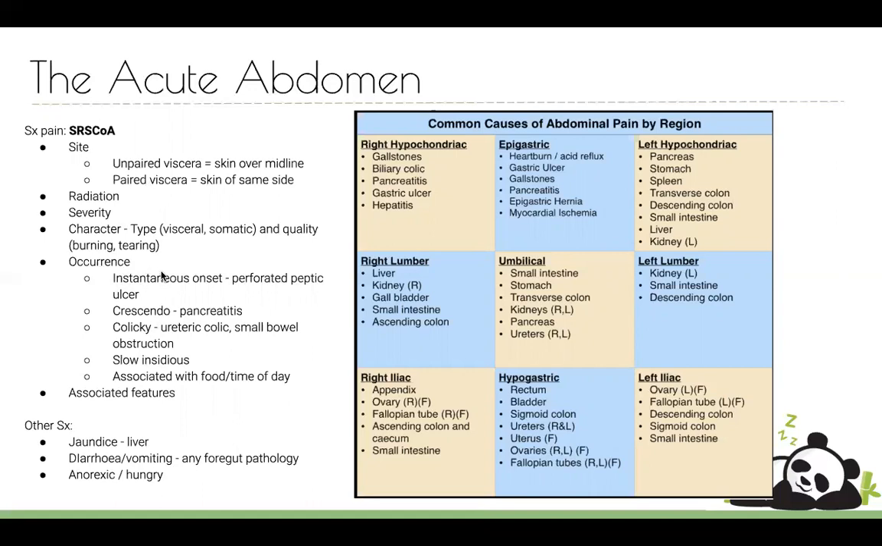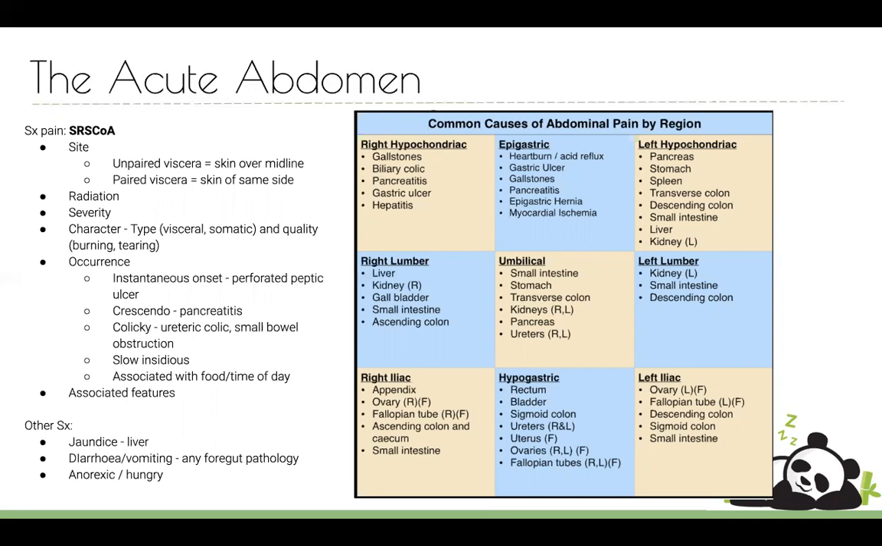And occurrence is instantaneous. For example, a perforation is a crescendo, like pancreatitis. Is it colicky, which essentially is like someone going constantly, like in, out. So it's something that's really repetitive. That's usually due to some kind of obstruction.